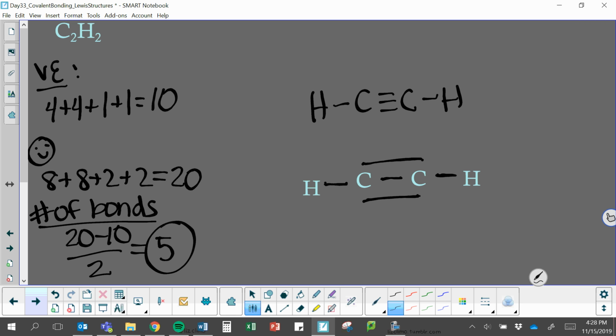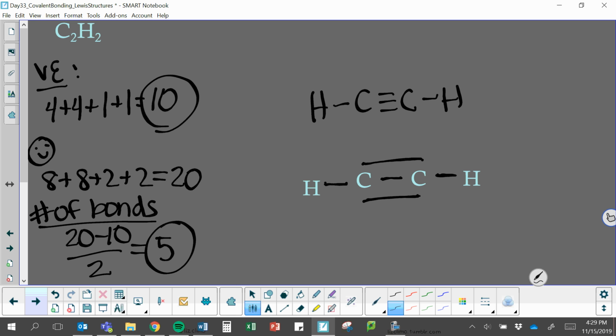And do we have the right number of electrons? 1, 2, 3, 4, 5, 6, 7, 8, 10. We do have the right number of electrons. And then we need to make sure everybody's happy. Hydrogen has 2 electrons, carbon has 8 electrons, so everybody is happy.